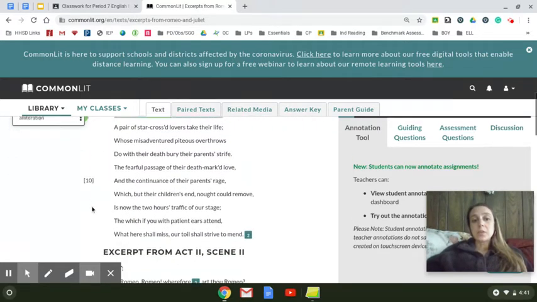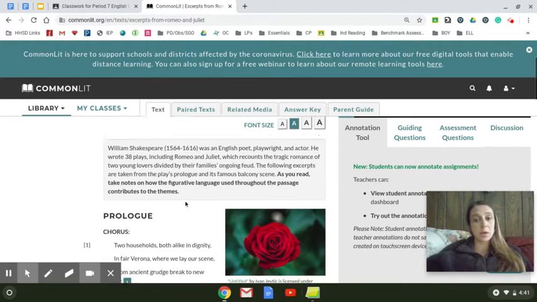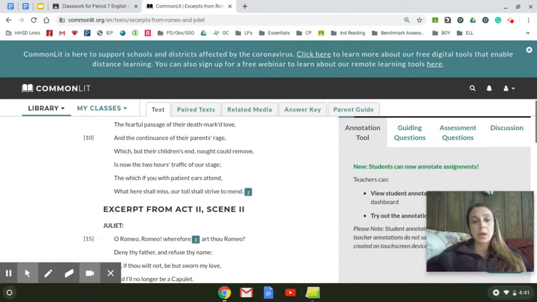So you're going to annotate throughout here, and I want you to focus on what they tell you to focus on, which is how the figurative language used in the passage contributes to the theme. So at first you might just identify the figurative language, but then as you get further on, I want you to connect the figurative language to a theme or a lesson.